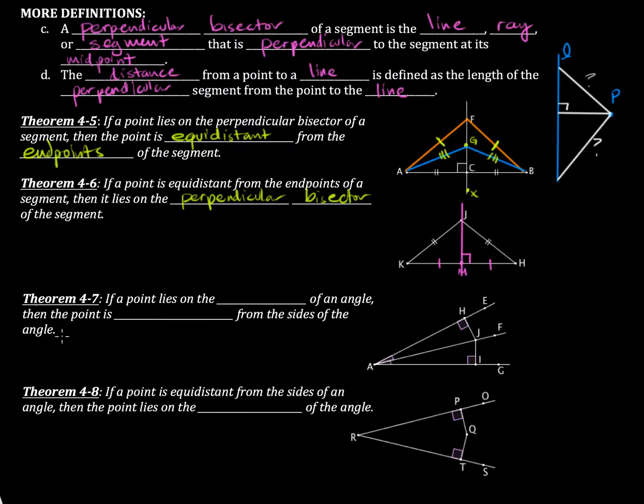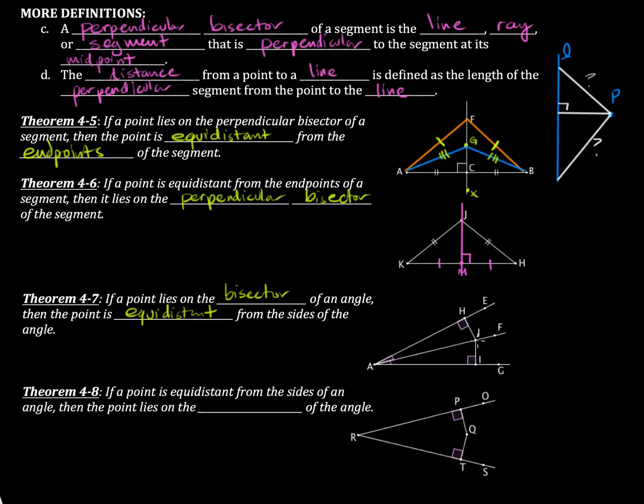Now that's important because of these two theorems that we're going to look at right here. If a point lies on the bisector of an angle, then the point is equidistant from the sides of the angle. So you look in this picture here, line AF is bisecting angle EAG, right? You can see that angle EAF is congruent to angle GAF. So line AF is the bisector of angle EAG.